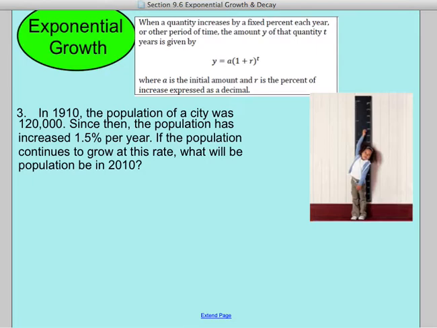Example 3 is an example of exponential growth. So now the difference between exponential growth and exponential decay is for my growth, my b value is 1 plus r. With decay, your b is 1 minus r. Okay? Growth, it's 1 plus r. So let's just go ahead and look at example 3.